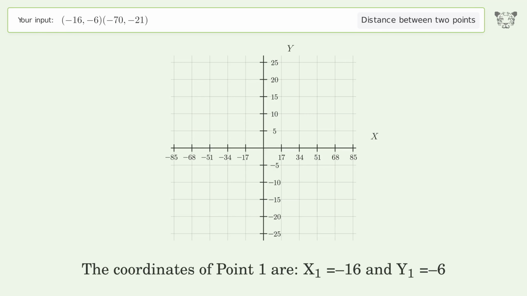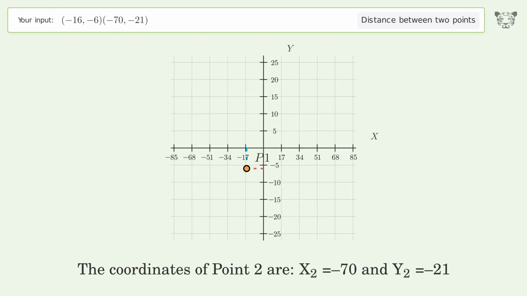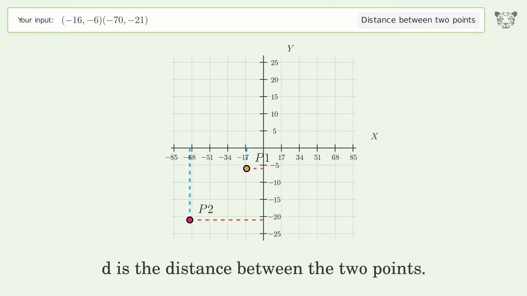The coordinates of point 1 are x1 equals -16 and y1 equals -6. The coordinates of point 2 are x2 equals -70 and y2 equals -21. D is the distance between the 2 points.